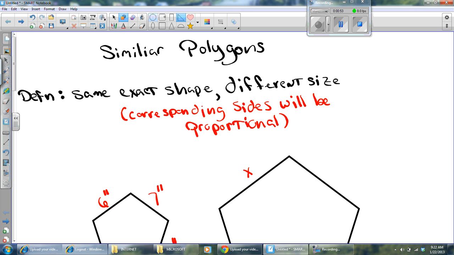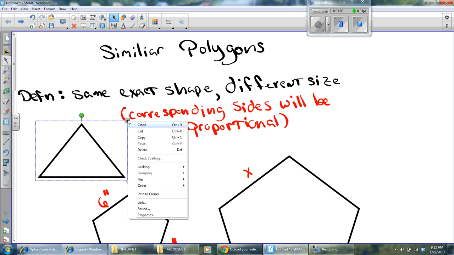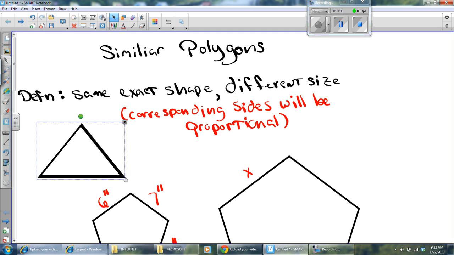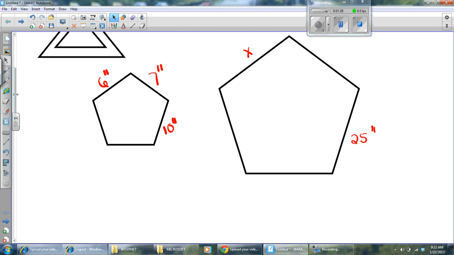For example, I could do this one, and then let me clone him. I always like to do this. And you see how their angles are exactly the same, right? The angle measures have to be exactly the same. Okay, those are probably similar triangles. I can't really be sure unless I check the corresponding sides. But let's get down to it.